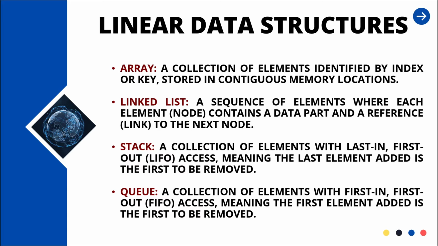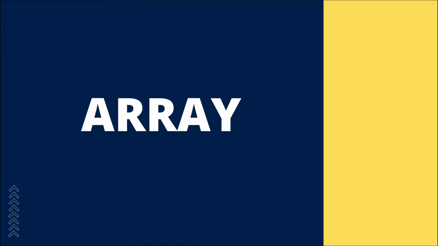When we talk about a stack, we can define a stack as a collection of elements with last in, first out access, meaning the last element added is the first to be removed. As a real world example, we can take a set of chairs. When we put chairs on top of one another, we have to remove the last chair put in to access the others. The last in is the first out element. A queue is different: a collection of elements with first in, first out access, meaning the first element added is the first to be removed. In the next part, we will talk about arrays in depth and in detail.